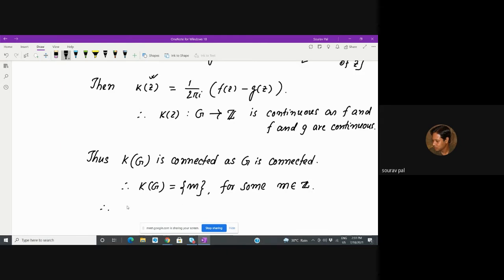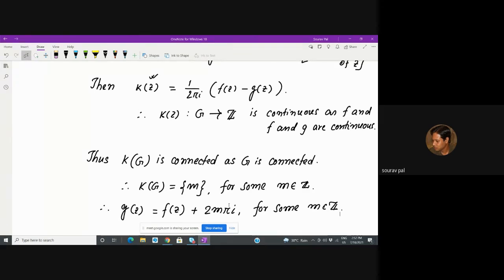Therefore, g(z) is equal to f(z) plus 2m pi i, for some m belongs to Z. So we see that if we have one branch of logarithm f, and if we add 2m pi i or 2k pi i for some integer k, then it is again a branch of logarithm in the same region. And these are all the branches of logarithm that lie in that region.